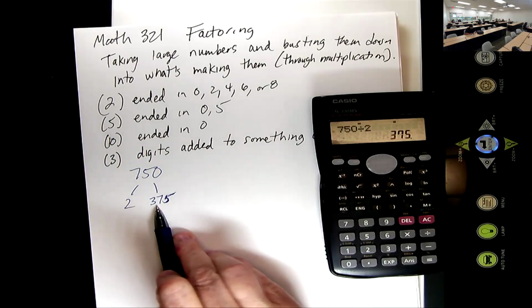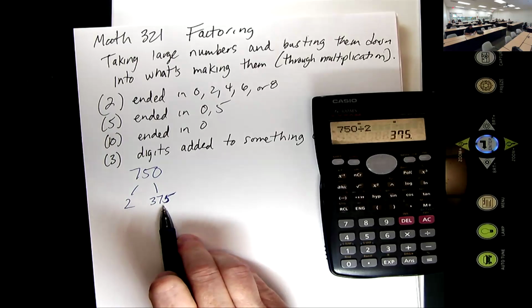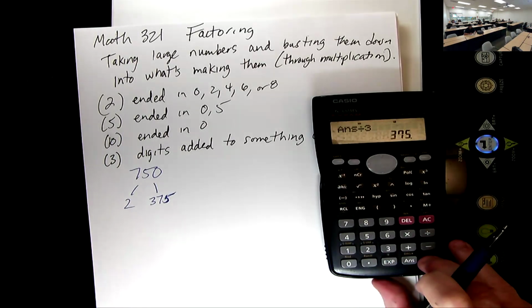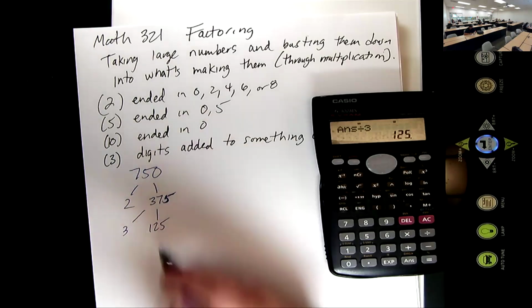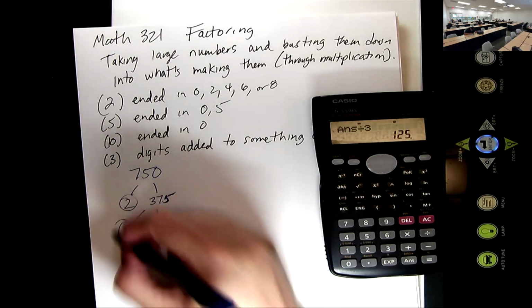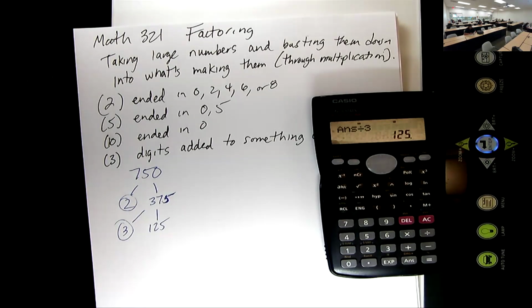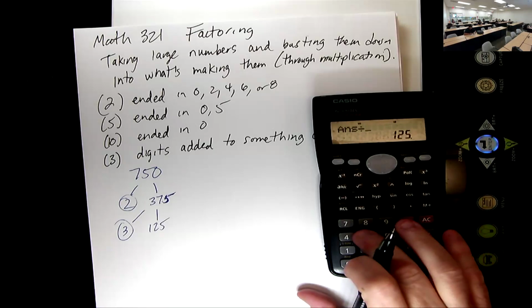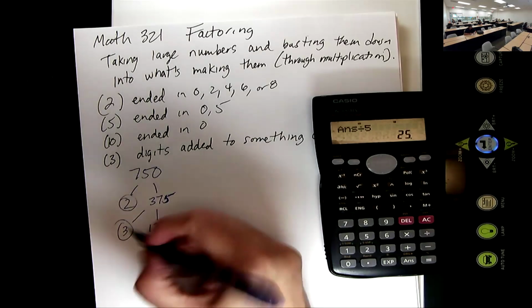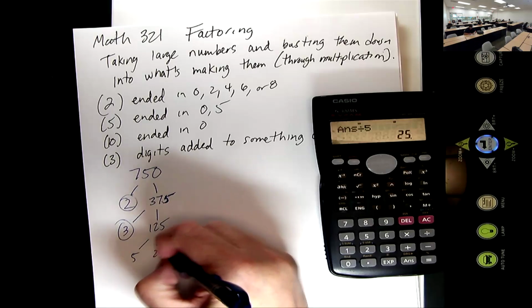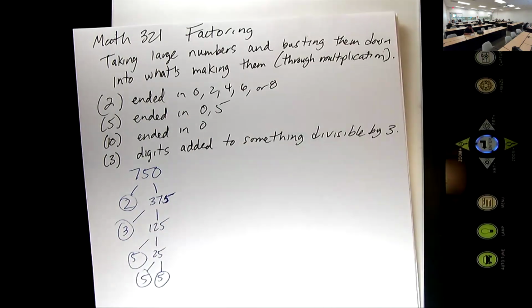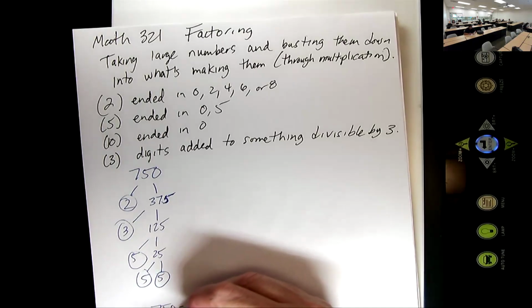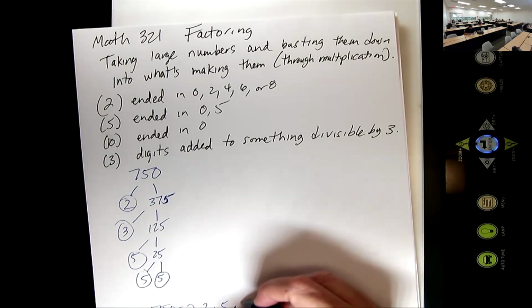3 plus 7 is 10, plus 5 is 15. 15 is divisible by 3. So 375 is divisible by 3. If I divide that by 3, I have 3 and 125. These are prime numbers, so I'll circle them so they know they don't break down further. 125 is not divisible by 3, but I can see it ends in a 5, so it's divisible by 5. And that gives me 25. And hopefully 25 you recognize as 5 times 5 from the multiplication table. So 750 is 2 times 3 times 5 times 5 times 5.